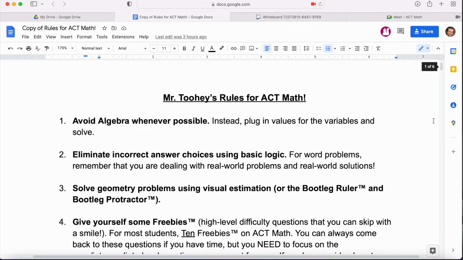Go ahead and read rule number 1, please. Oh, me? Yep. Okay. Number 1 is avoid algebra whenever possible. Instead, plug in values for the variables and solve.